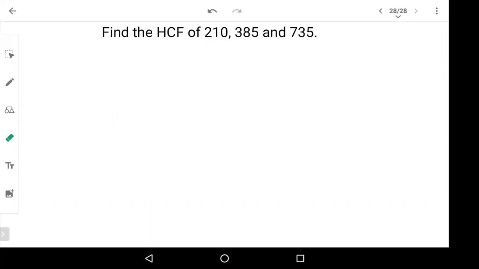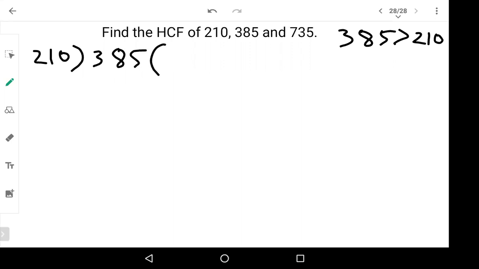Okay, so let us start. Now out of 210 and 385, which is the smallest number? Which is the smallest number? 210. So 385 is greater than 210. So let us start with our division. So we will have 210 here and 385 here. Now which is the table that will go?